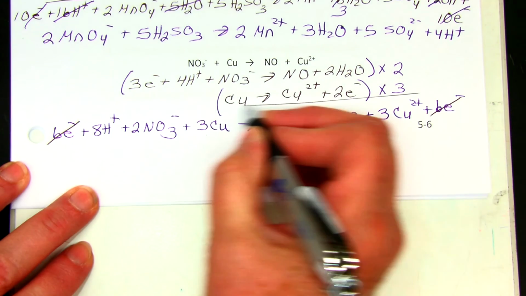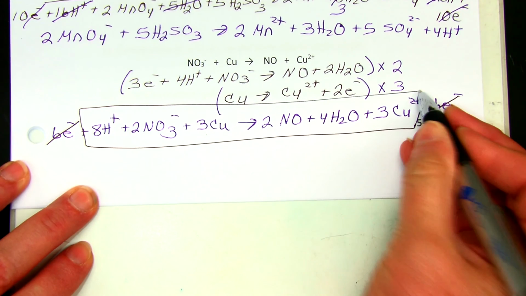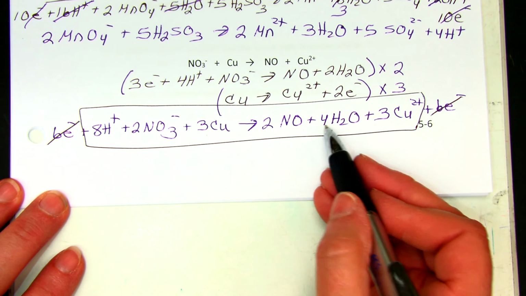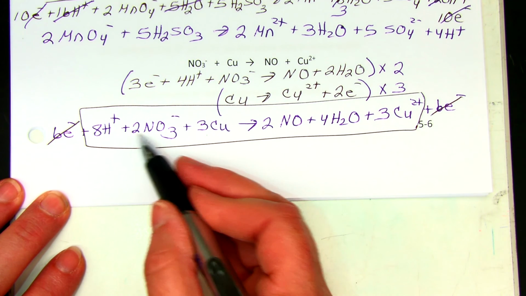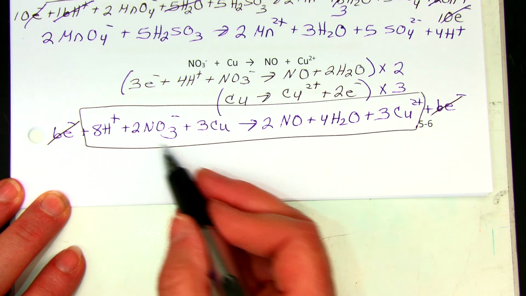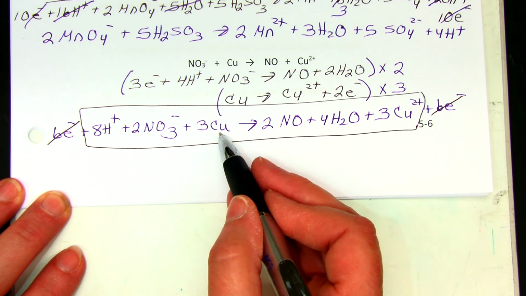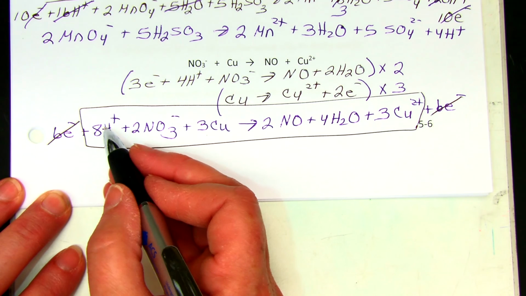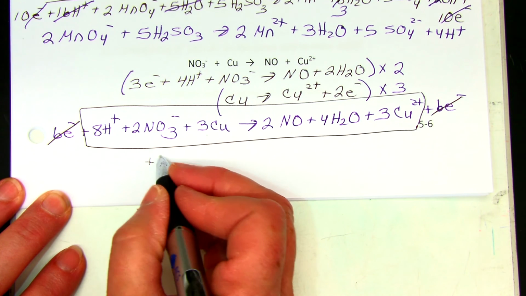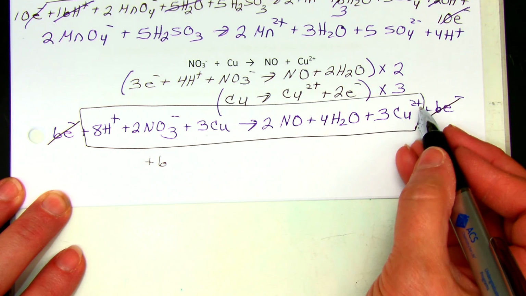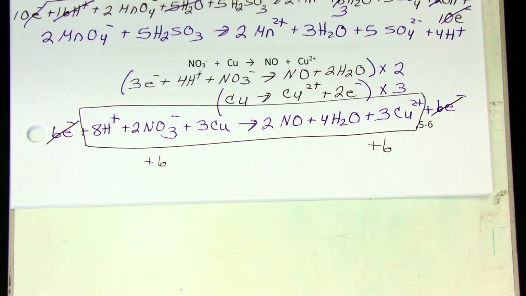So when I look at what's left, 8 hydrogens, 4 times 2 is 8 hydrogens. 2 nitrogen, 2 nitrogen. 6 oxygens, 2 plus 4 is 6. 3 copper, 3 copper. I have a positive 8 and a negative 2, so I have a positive 6. 3 times a plus 2 is a positive 6. So I managed to make it through this without making any mistakes. And that takes a lot of practice. Okay, you can see it takes a lot of practice.